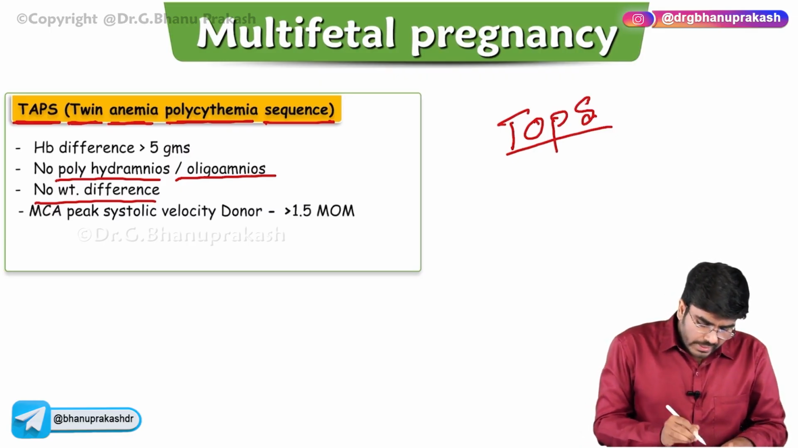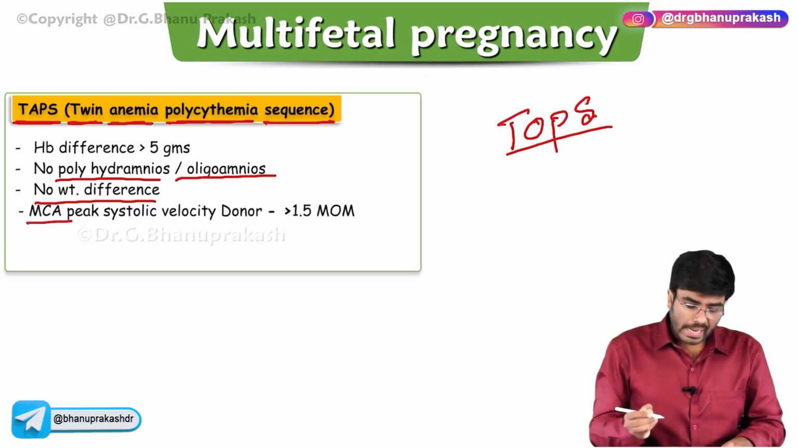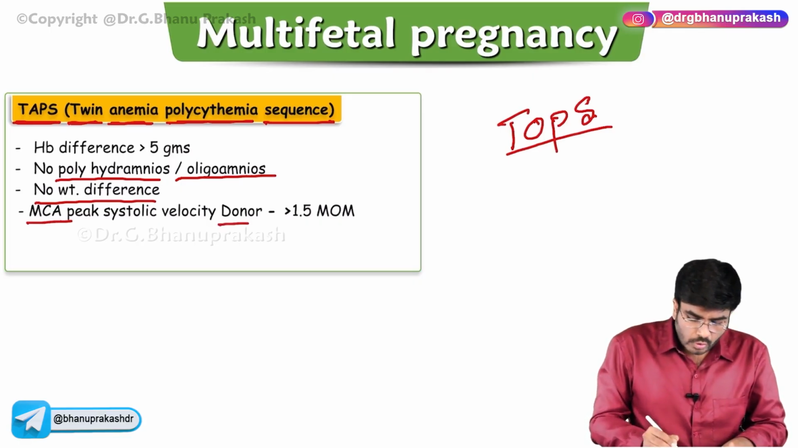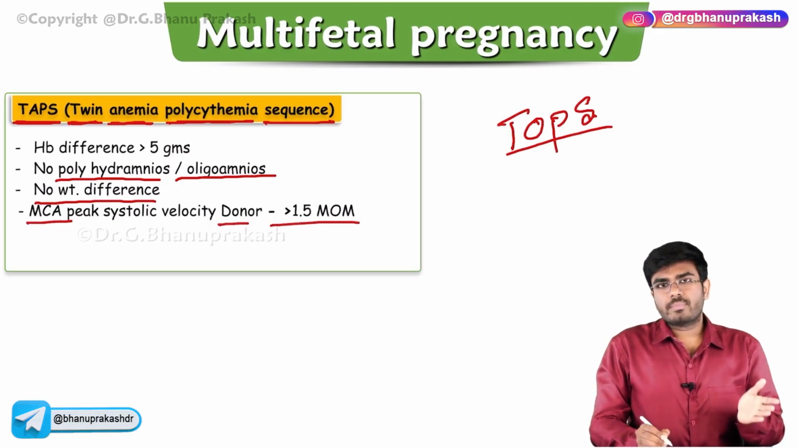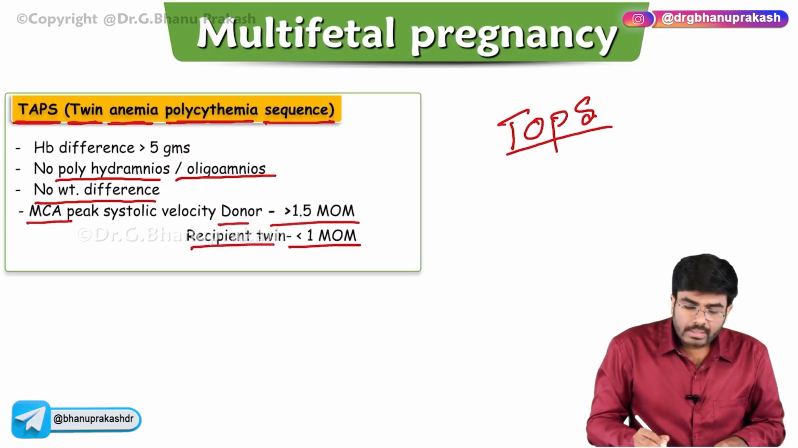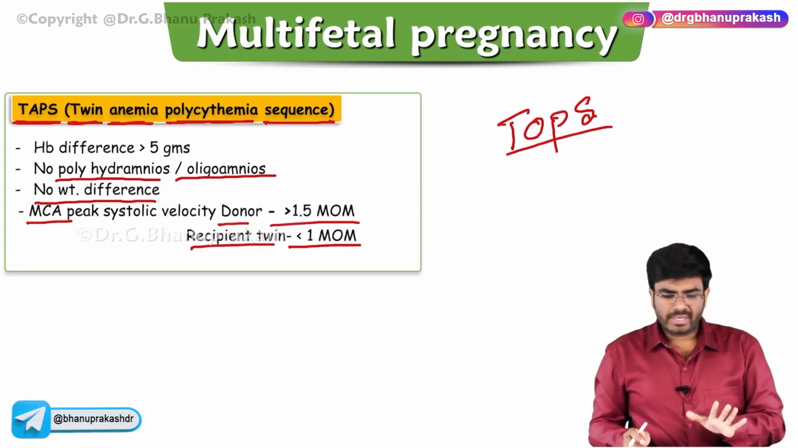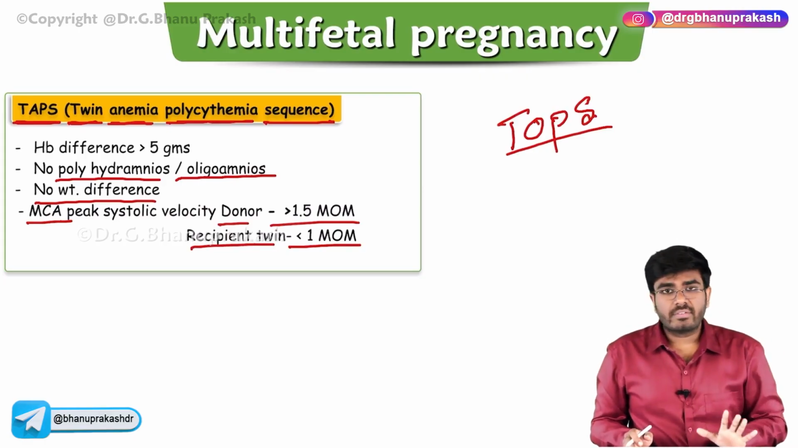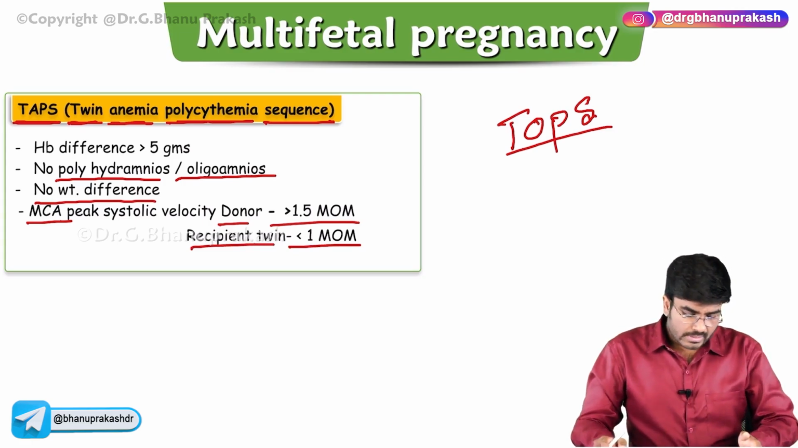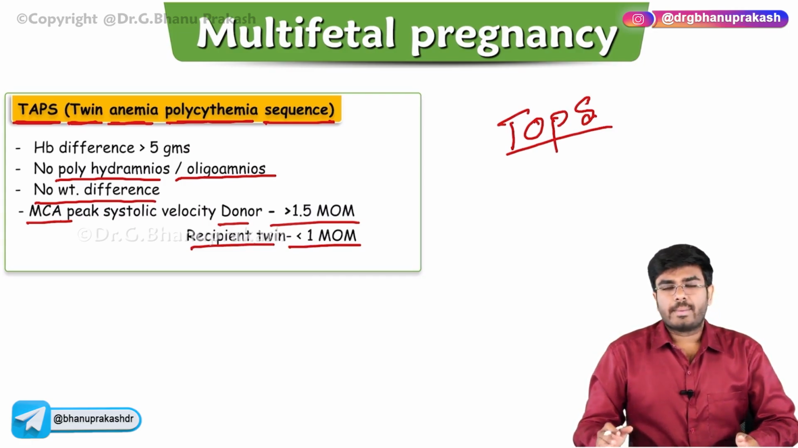Now, if you look at the middle cerebral artery peak systolic velocity, in the donor twin it will be more than 1.5 multiples of the median, and in the recipient twin it will be less than 1 multiple of the median. But there is no difference in the weight and no difference in the fluid volume. This is what we can see in TAPS.